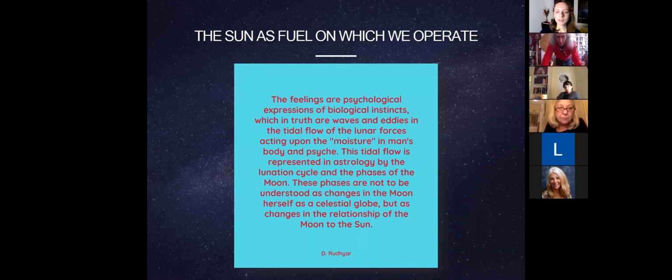The feelings are psychological expressions of biological instincts, which in truth are waves and eddies in the tidal flow of the lunar forces, acting upon the moisture in man's body and psyche. This tidal flow is represented in astrology by the lunation cycle and the phases of the moon. These phases are not to be understood as changes in the moon herself as a celestial globe, but as changes in the relationship of the moon to the sun.